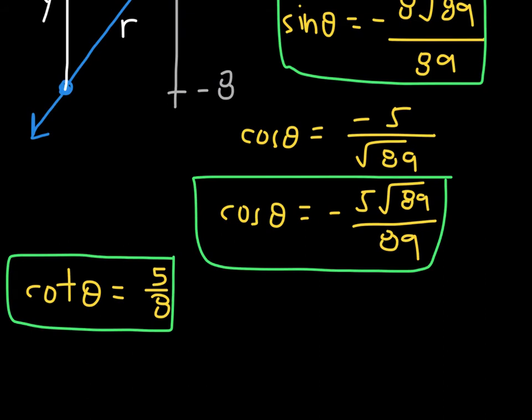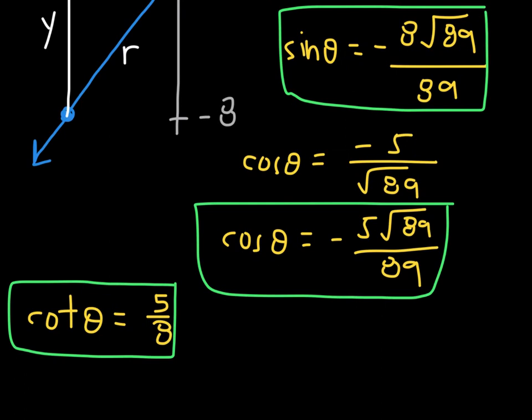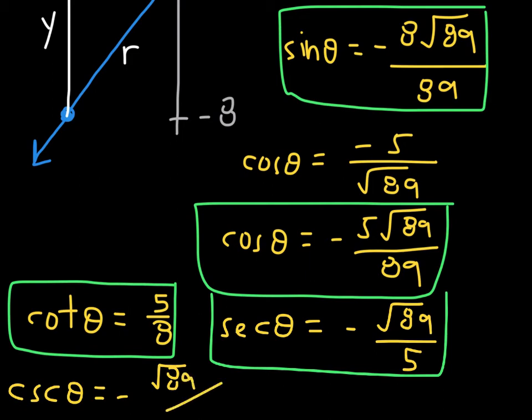Secant and cosecant are just the reciprocals of sine and cosine, okay? So then secant, a reciprocal of cosine, will just be negative root 89 over 5, okay? That is secant. And then finally, cosecant. Cosecant of theta is the reciprocal of sine, so it'll just be negative root 89 over 8. Okay, there's our final answer there. All right, very good, guys. This is good stuff.